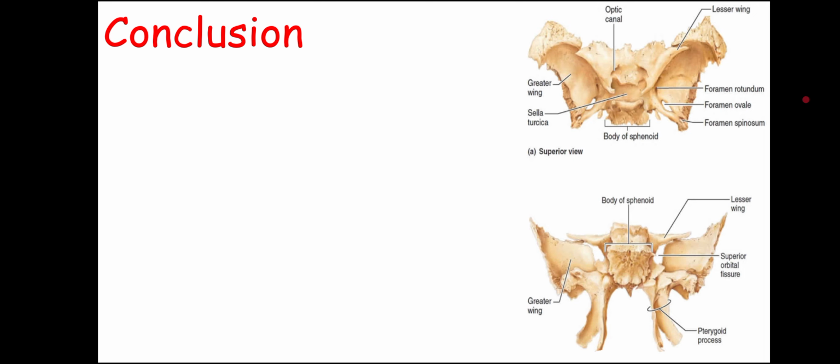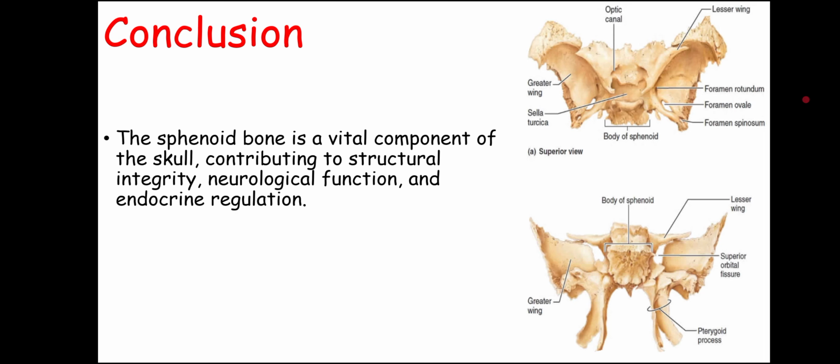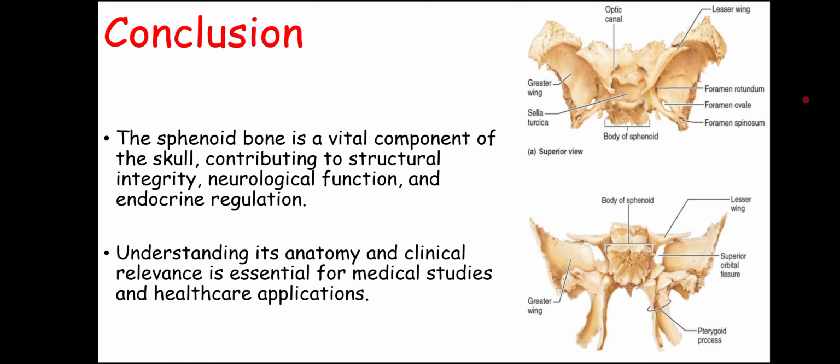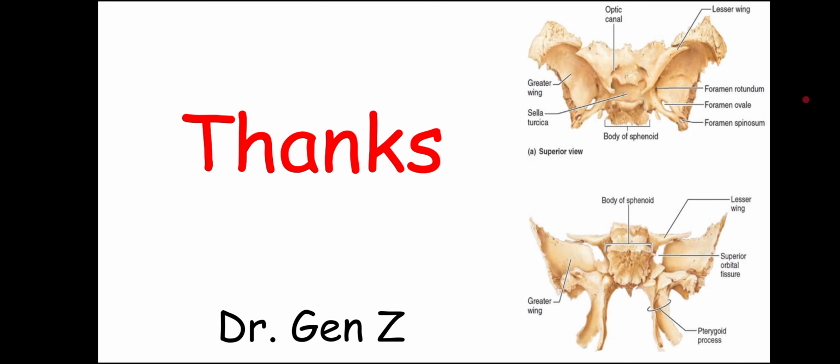Now let's talk about the conclusion of the lecture. We just talked about the sphenoid bone. The sphenoid bone is a vital component of the skull and contributes to structural integrity, neurological function, and endocrine regulation. Understanding its anatomy and clinical relevance is essential for medical studies and healthcare applications. So this was all about the sphenoid bone.